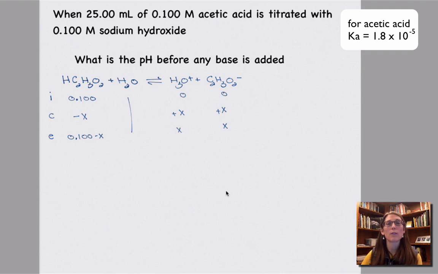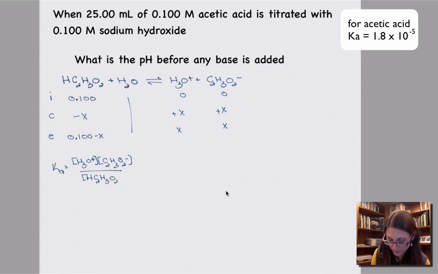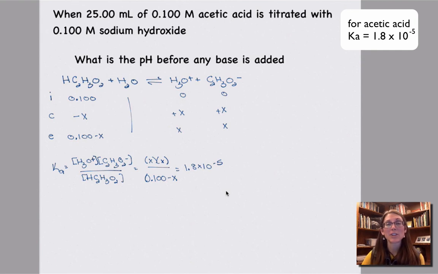And so just like when we were solving weak acid problems before, in order to solve this problem, we're going to need to write our Ka expression and set that equal to the known value for the acid dissociation constant for acetic acid, which is 1.8 times 10 to the negative fifth. And with a dissociation constant of 1 times 10 to the negative fifth, it's pretty fair to say that x is going to be significantly less than 0.1, and so we can neglect it. And therefore, this problem is relatively easy to solve. And once I know the hydronium ion concentration, I can solve for the pH.